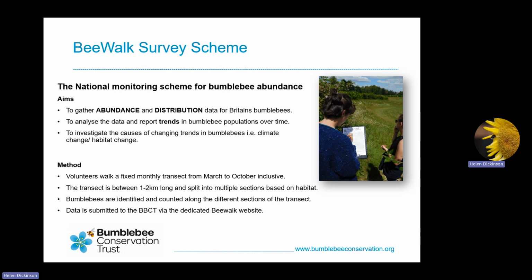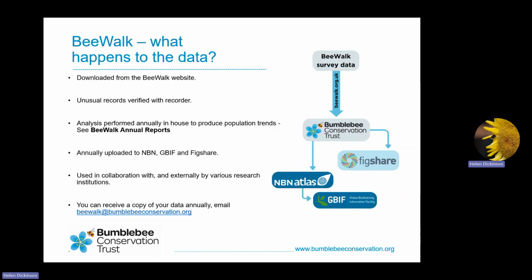The basic method is that BeeWalk volunteers walk a fixed monthly transect from March to October inclusive. Transects are between 1 to 2 kilometres long, split into multiple sections based on habitat. Bumblebees are identified and counted along the different sections of the transect, and data is submitted to the Trust via the dedicated BeeWalk website. So we've got hundreds of fantastic bee walkers out collecting data for us.